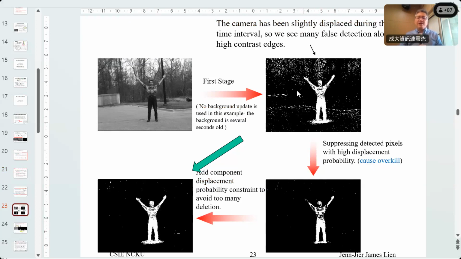I say again, if this pixel is a foreground pixel and my neighbor has a background pixel, that means I want to remove this one. But it will cause overkill. So how can I recover from this overkill problem?